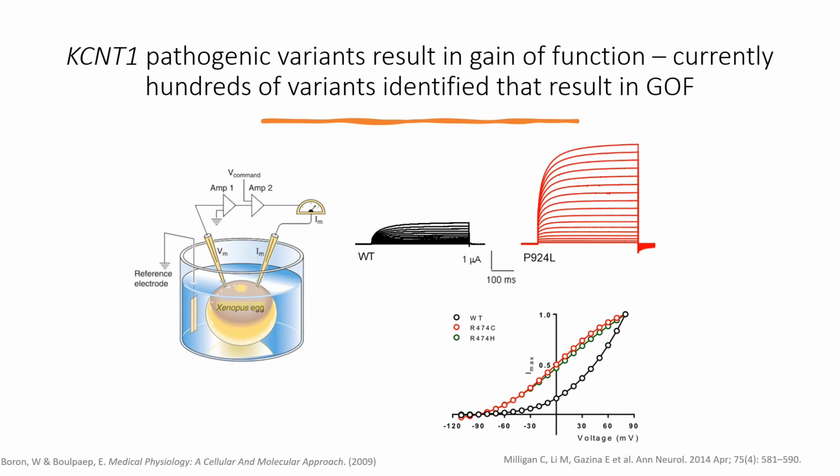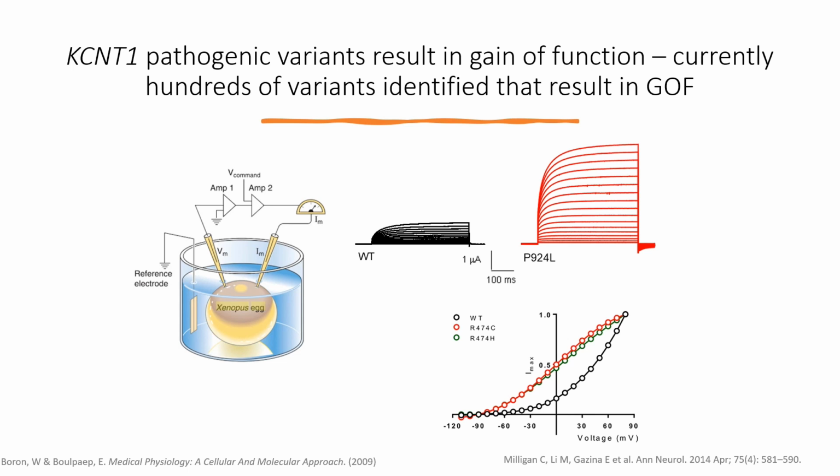This channel carries a potassium current. It is activated by sodium and voltage, and it works in concert with the sodium channels to form and shape action potentials. What we do see when we study it in an expression system is that mutant channels produce more electrical current than wild type channels. This is seen unequivocally across the board for all the mutations that we and others have studied. So it's very, very clear to be a gain of function.